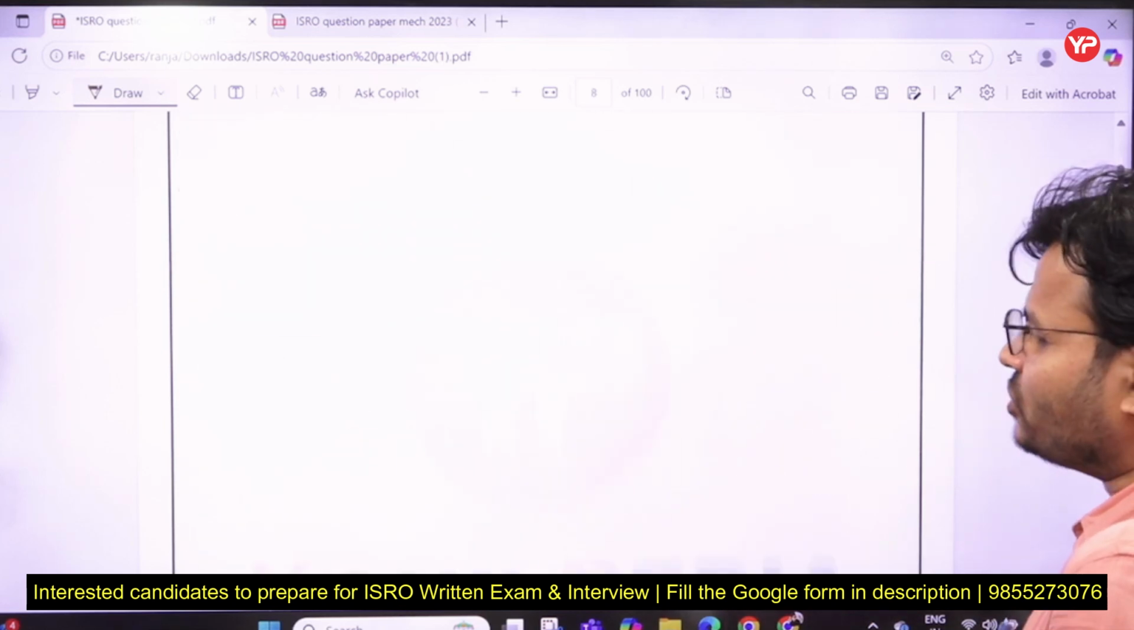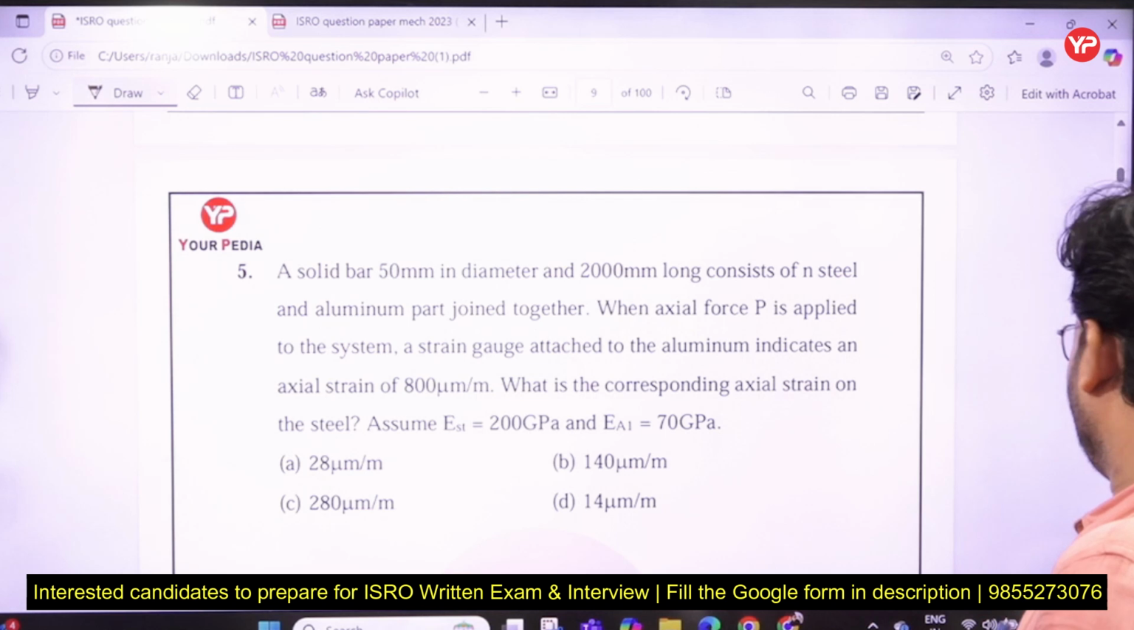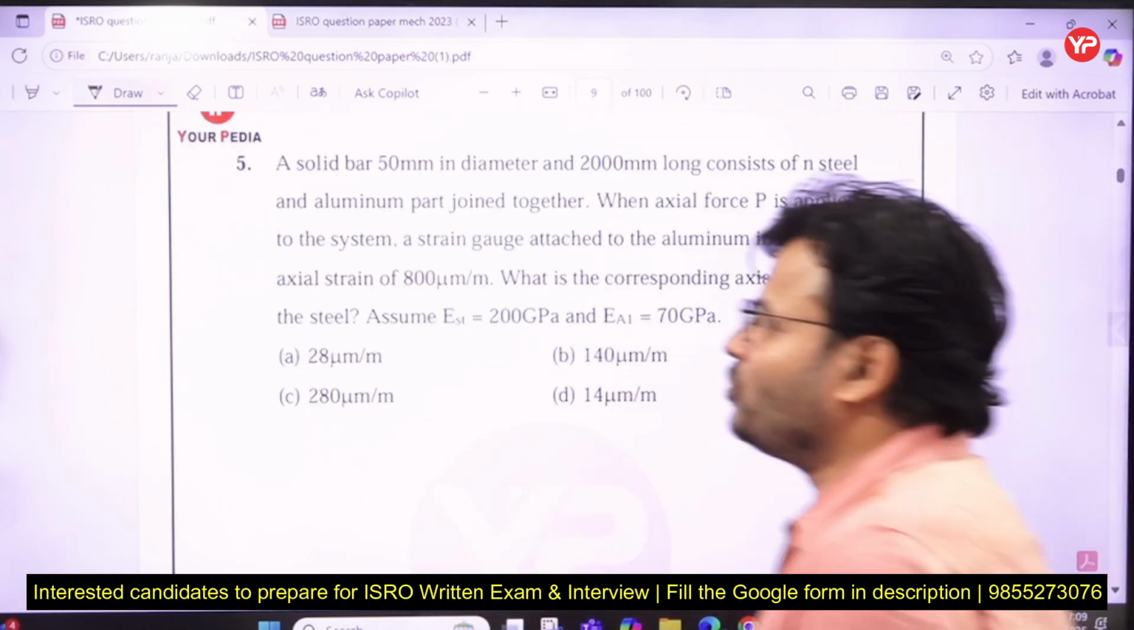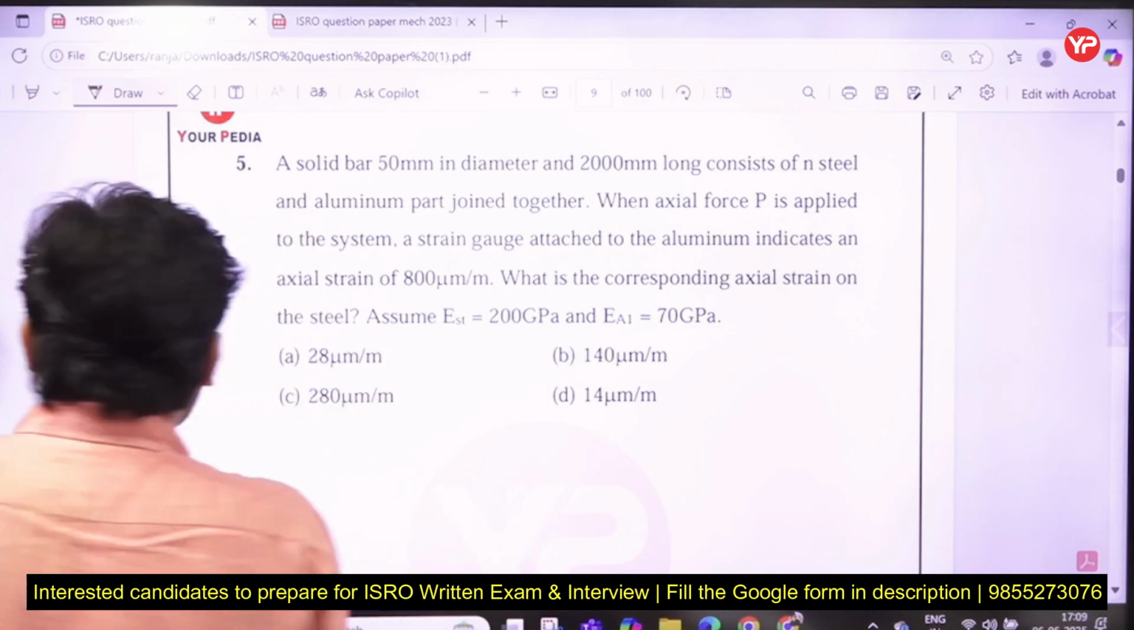Now coming to the next question. That was a theoretical question, an easy question. That is a good question, my dear friends, and we can solve it. That question has been taken from strength of materials, and you can do that.